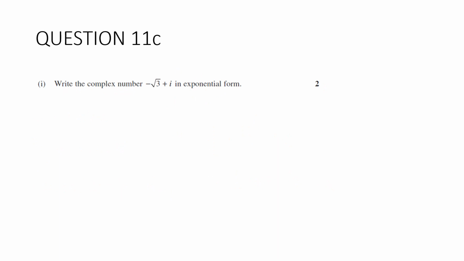11c. Write the complex number negative root 3 plus i in exponential form. So in the form r e to the i theta. r, of course, is equal to the square root of negative root 3 all squared plus 1 squared, which is 2. And then tan theta will be equal to this number here, 1 over negative root 3.